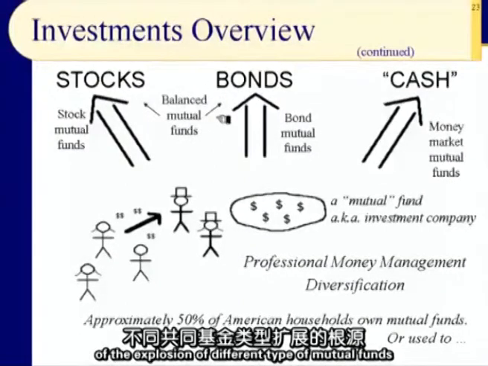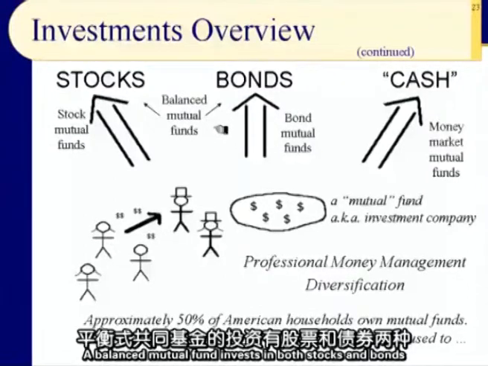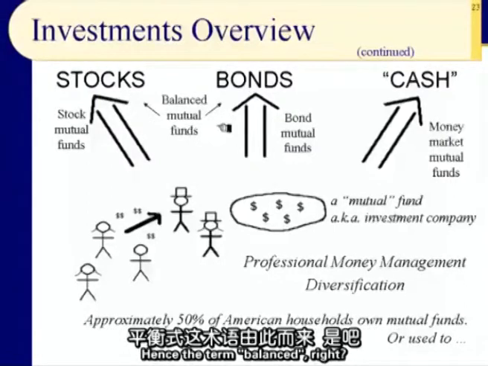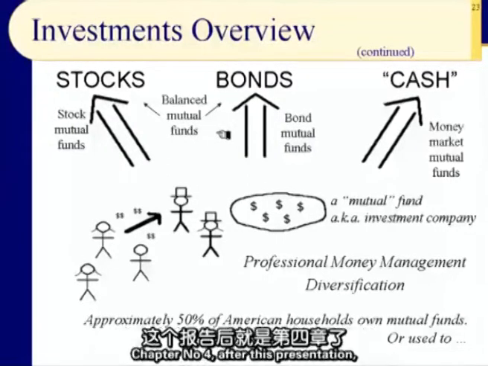And what we see here is the beginnings of the explosion of different types of mutual funds with what is called a balanced mutual fund. A balanced mutual fund invests both in stocks and bonds, hence the term balance, right? And we'll see that explosion in the next chapter, chapter number 4, after this presentation.